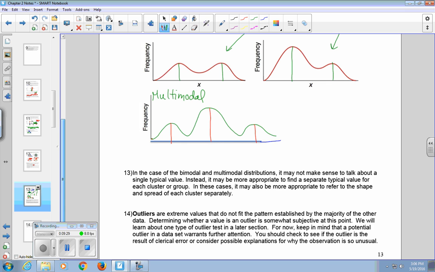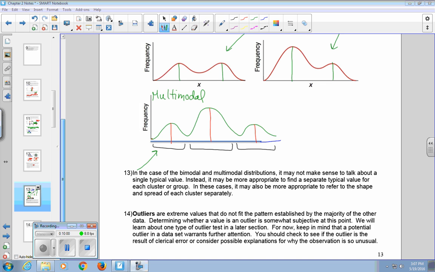In the case of the bimodal and multimodal distributions, it may not make sense to talk about a single typical value. Instead, it may be more appropriate to find a separate typical value for each cluster or group. In these cases, it may also be more appropriate to refer to the shape and spread of each cluster separately. Okay, so for example, if we go back to this one, we may want to consider this as 1 group or cluster and talk about its typical value. Same thing with this cluster, same thing with this cluster.